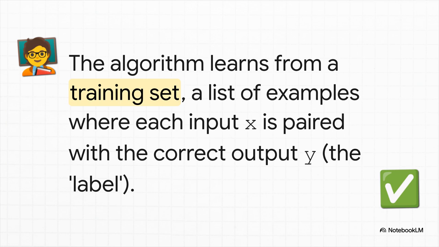On one side of the card, you've got the question, like in our housing example, what's the living area? And on the other side, you've got the correct answer. Here's the price. The machine just goes through thousands, maybe millions of these question and answer pairs. In the biz, we call this labeled data.